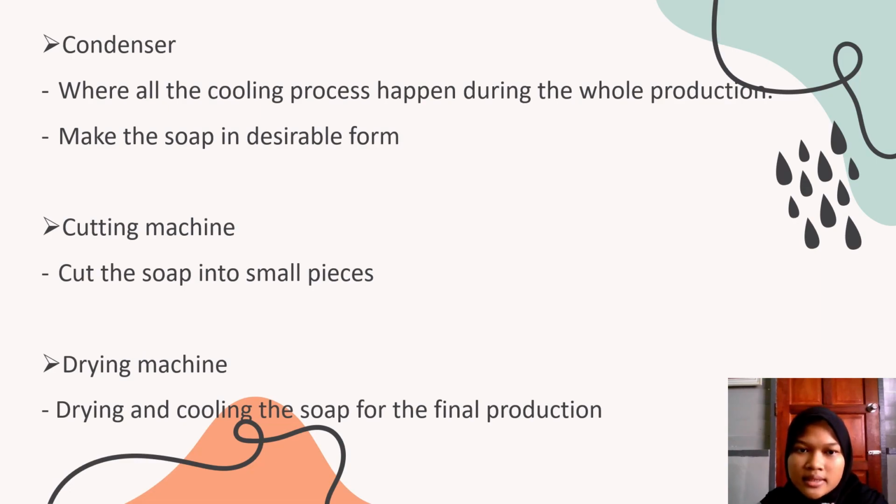And then the next one is the cutting machine, where the machine cuts the soap into small pieces so that we can use it. And the last one is the drying machine, where the drying and cooling of the soap happen for the final production, for marketing.